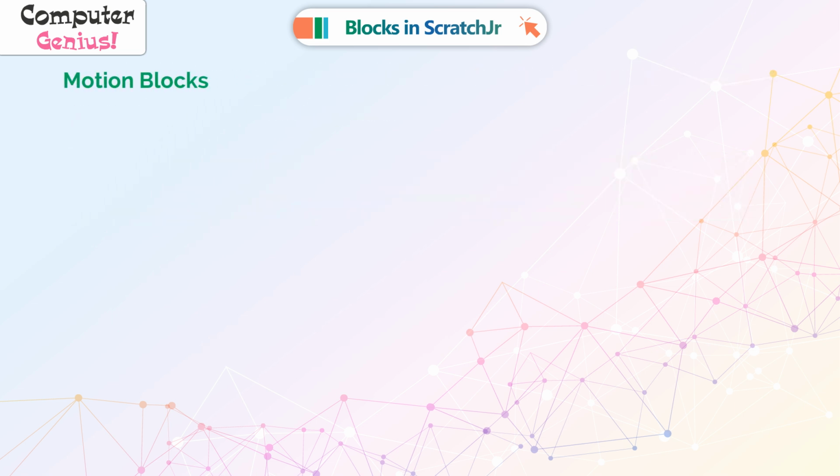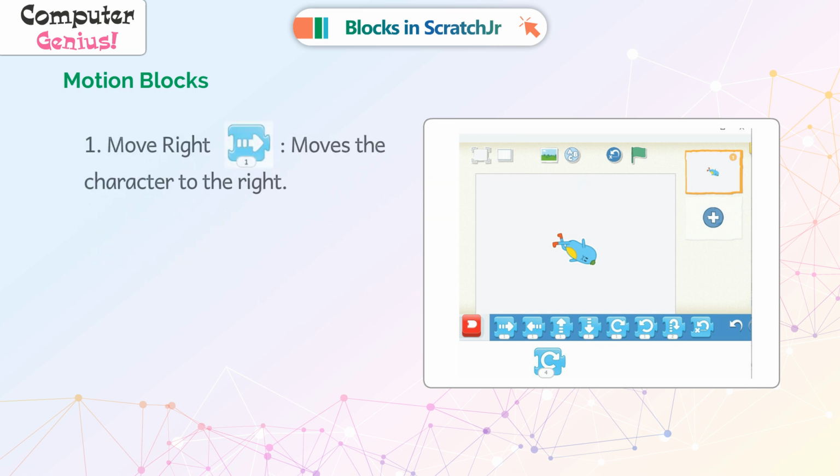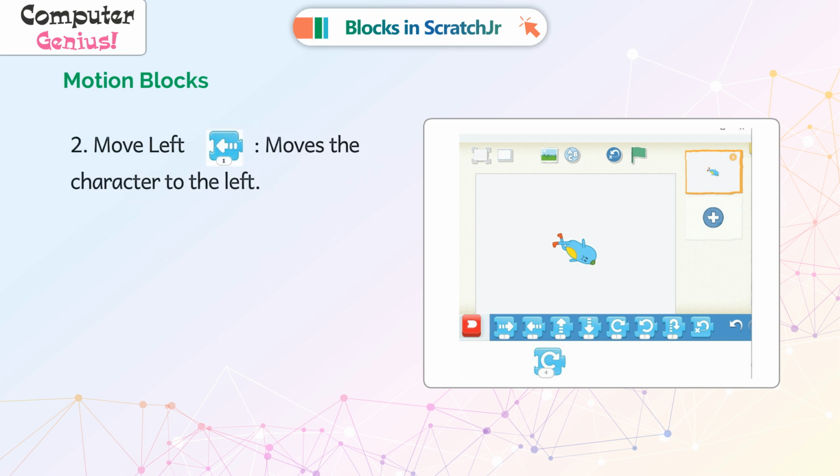Motion blocks. Motion blocks are used to control the movement of a character. They are blue in color. Some of the commonly used motion blocks are: Move right, moves the character to the right. Move left, moves the character to the left.